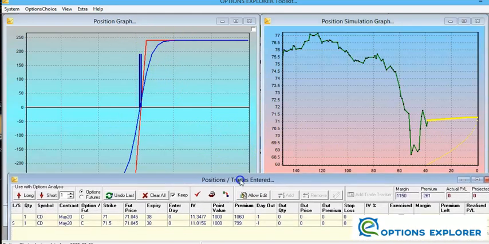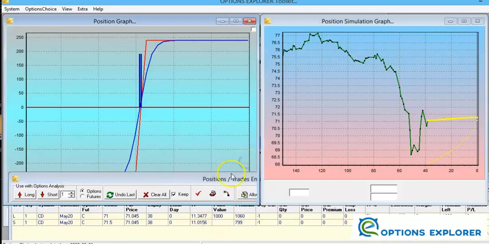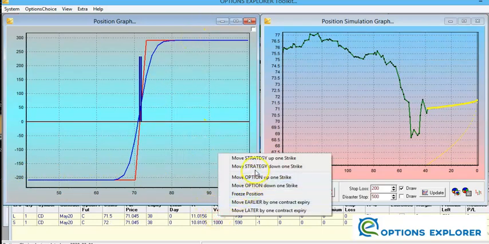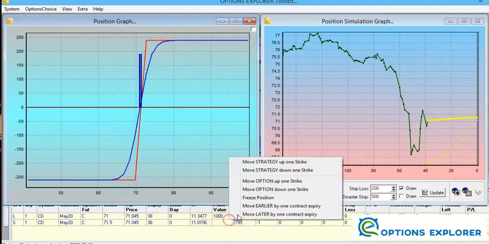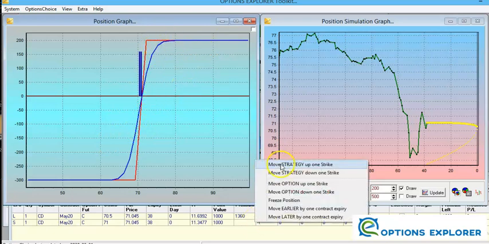You can move this trade slightly up. So if I move this strategy up, you can see it improves the situation. Now the maximum loss is 200, profit is 300. If I move the strategy down, let's move it down and move it down again. Move the strategy down, your loss is now 300, your potential profit is only 200. So we can move the strategy up and down between strike prices.